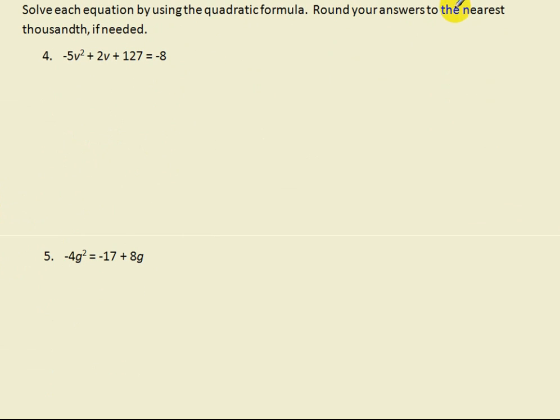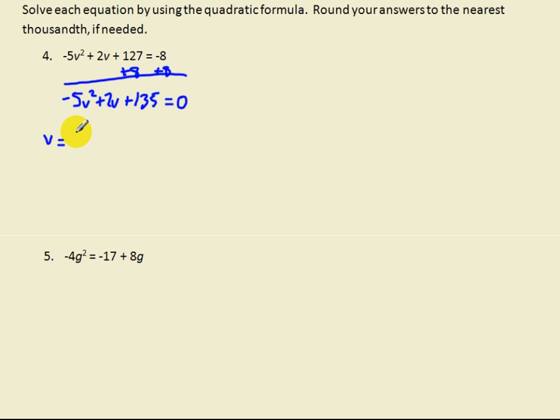Okay, now we want to round our answers to the nearest thousandth if needed. So if we get a radical and it's not a perfect square, we go ahead and calculate the square root. So here we need to add 8 to each side so that we get everything moved over onto one side, and have our quadratic set equal to 0. So negative 5v squared plus 2v plus 135 is equal to 0. Now we can use our quadratic formula.